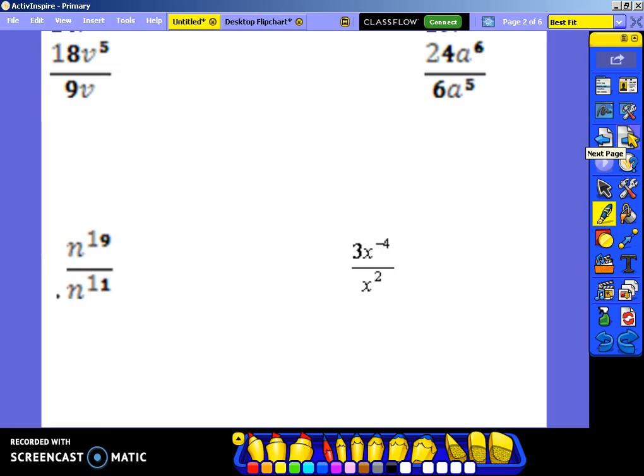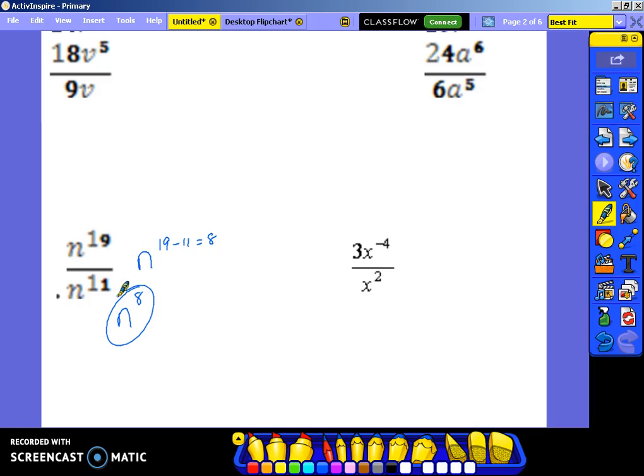All right, let's look at division. When you divide, if you have something as simple as this n to the 19th divided by n to the 11th, you're going to keep your base and subtract your exponents. 19 minus 11 equals 8. So this is n to the 8th power.